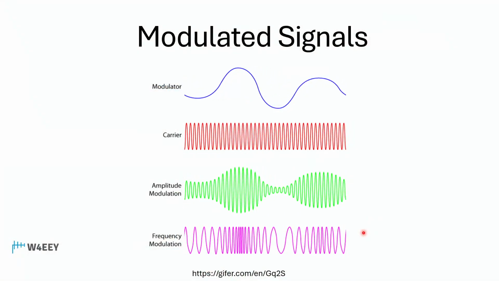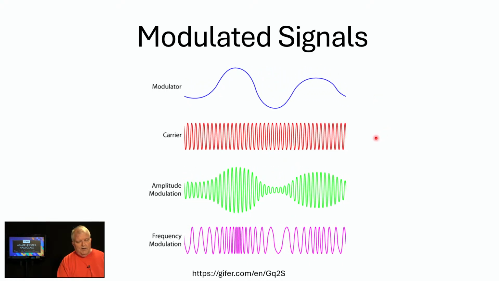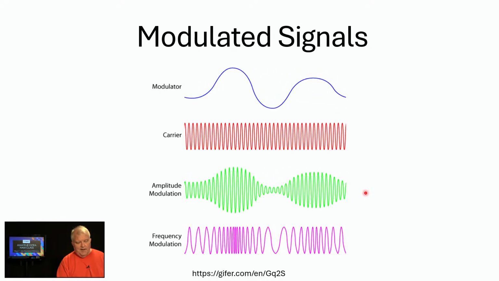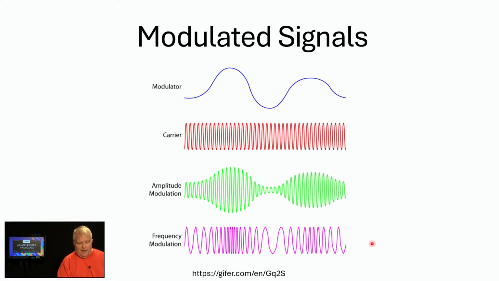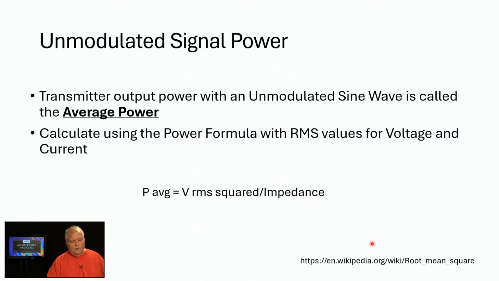We also have, as I mentioned with the radio transmitter, more complex signals, modulated signals. Here we have in the time domain an audio signal on the top, a high frequency radio carrier, amplitude modulated signals. This is the envelope in the time domain, or frequency modulated signals where the amplitude stays 100%, but the frequency is modified. And transmitter output with an unmodulated sine wave is called the average power. And you can calculate the power with the RMS values for voltage and current.